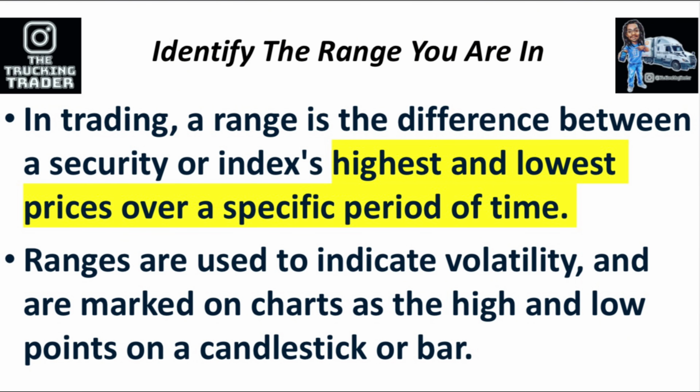So after you mark out your liquidity zones and know where you're at on the charts, the next thing you're going to want to do is identify the range that you're in. In trading, a range is the difference between a security or index's highest and lowest points over a specific period of time. Ranges are used to indicate volatility and are marked on charts as the high and low points on the candlestick or bar. So I'm going to give you guys a few examples of ranges.